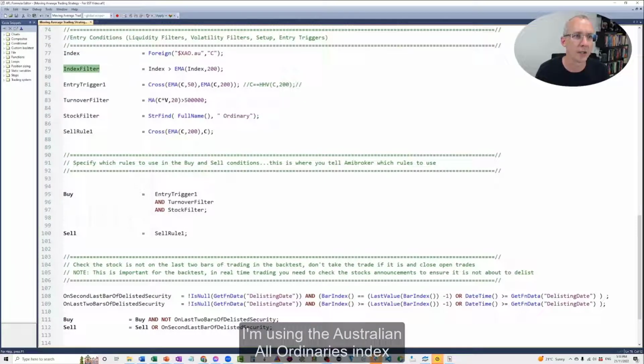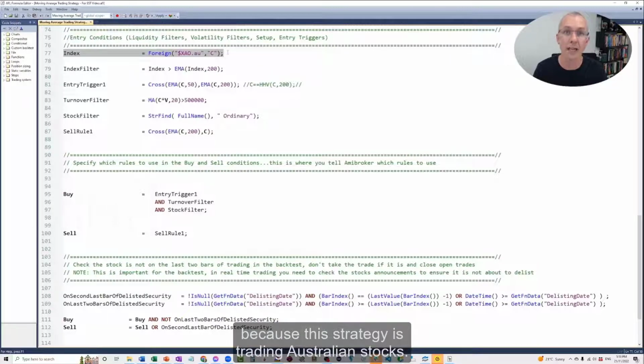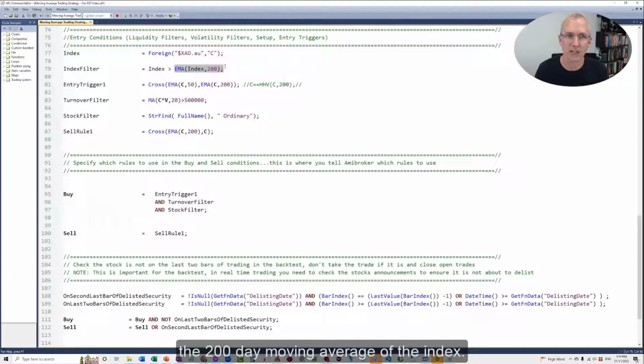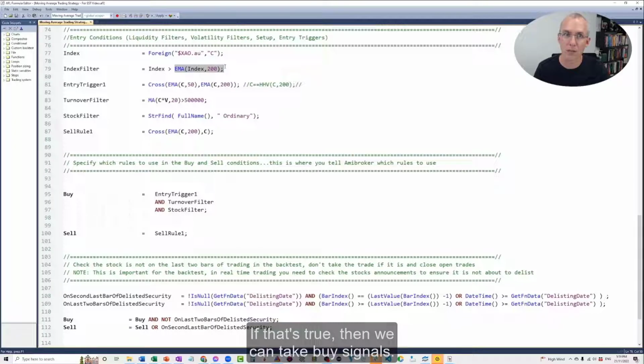I'm using the Australian All Ordinaries Index because this strategy is trading Australian stocks, okay? So first of all, I'm calling the index the XAO, which is the Australian All Ordinaries Index, and the filter is that the index has to be above the 200-day moving average of the index. If that's true, then we can take buy signals. If that's not true, then there's no buy signals.